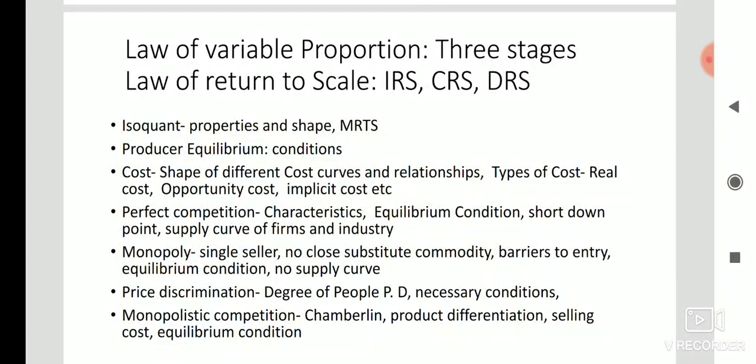Now the degree of homogeneity and the return to scale: if the degree of homogeneity is equal to 1, then we call it constant return to scale. If the degree of homogeneity is less than 1, it is decreasing return to scale, and if the degree of homogeneity is greater than 1, it is increasing return to scale.